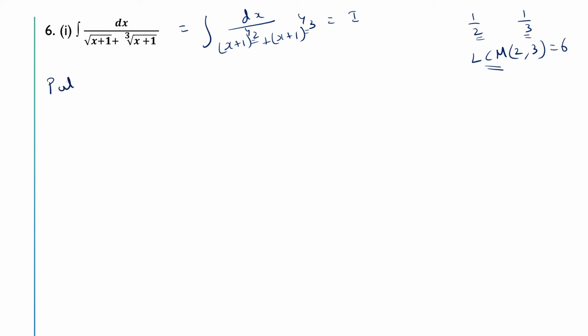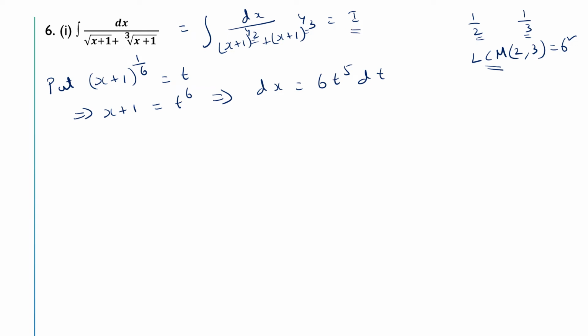So the substitution that we have to make is put x plus 1 the whole raised to 1 divided by this LCM, 6, is equal to t. So from this, when we raise both sides to the power 6, we get x plus 1 is equal to t raised to 6. When we differentiate both sides, we get dx is equal to 6 t raised to 5 dt. So let us substitute in this given integral.